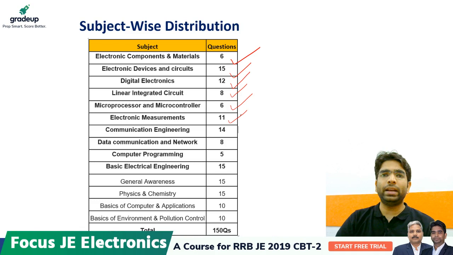Electronic measurements, again at least 10 to 12 questions, or you can say 8 to 10 questions are very often asked in measurements. You can't go to the examination without learning measurements. Communication is often asked, like FM, AM, all these are very important questions from communication systems. Data communication and networking, about internet working, OSI model, these questions are asked in your examination.